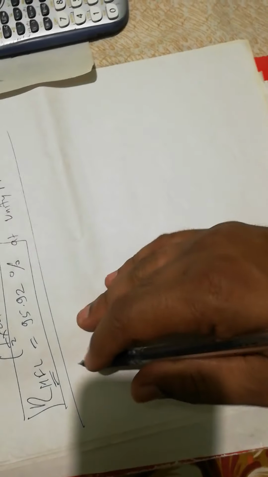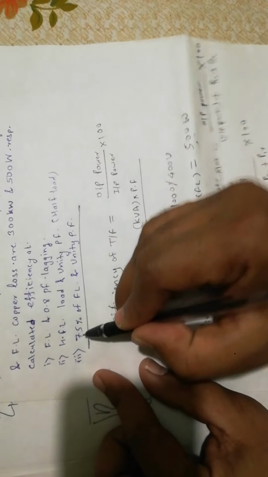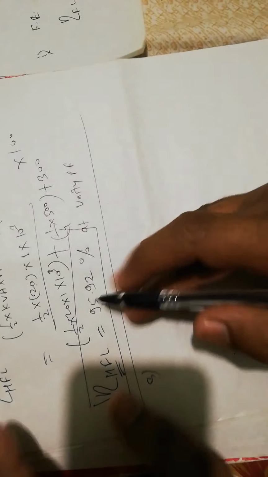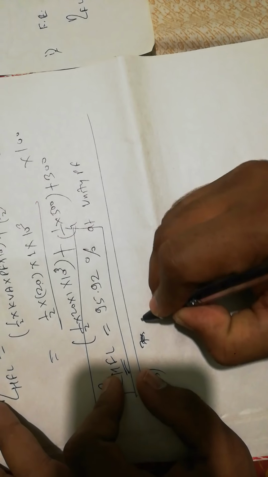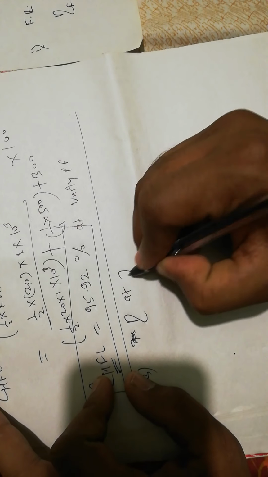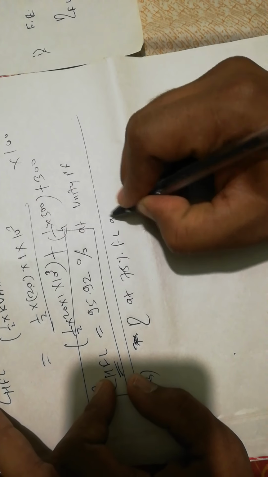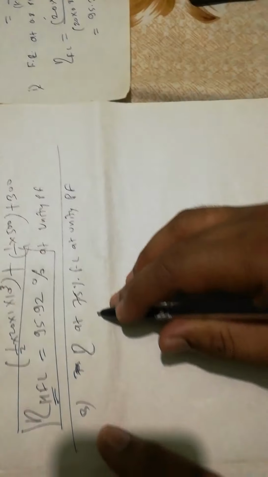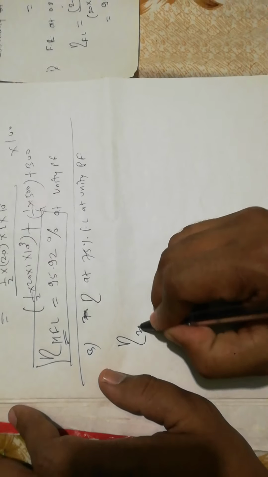Next, we will find the efficiency of a transformer at 75% of full load and unity power factor. So what is 75% of full load? Here we have to convert it into the factor. We have to find out the efficiency at 75% of full load at unity power factor. Therefore the same formula applies; how will the formula change from half load to 75% of load?